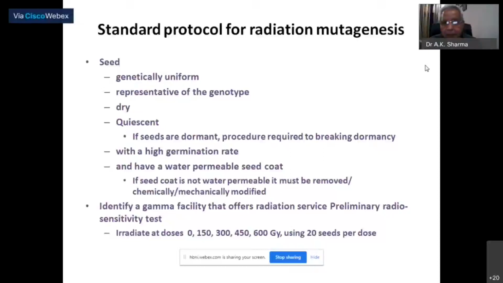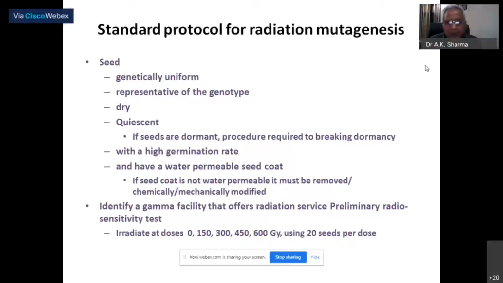and have a water permeable seed coat. If you are using a seed which has a water permeable seed coat, then it is easier to use in an experiment, because we want fairly good damage to be caused in the DNA inside. As I told you, one can chemically or mechanically modify the seed coat, making it more permeable to moisture.